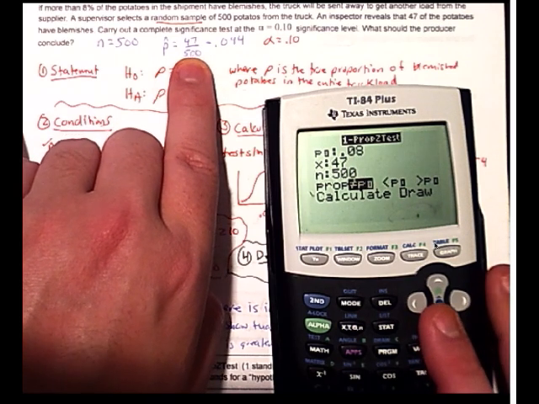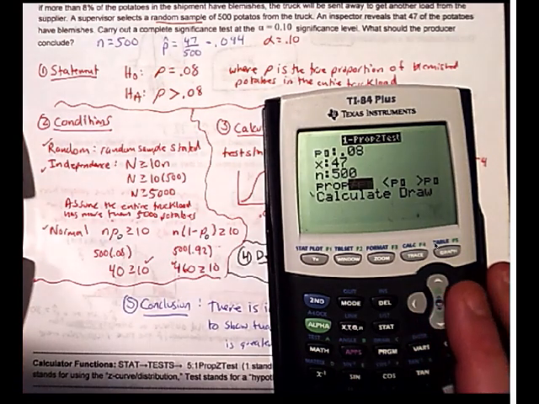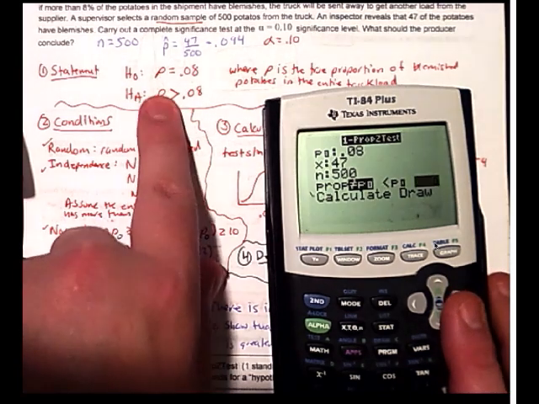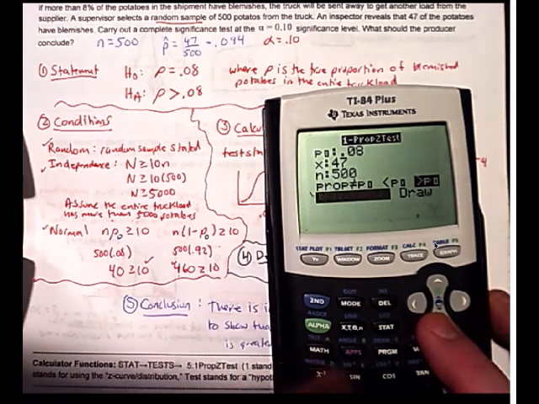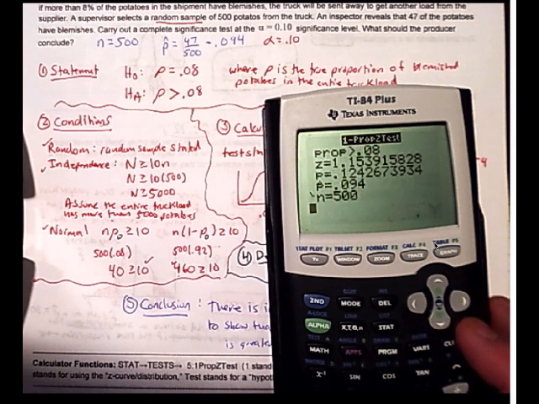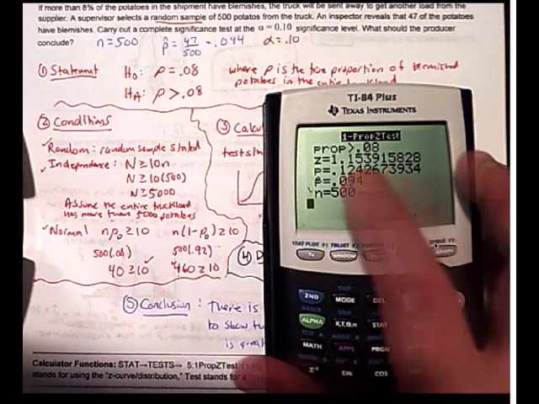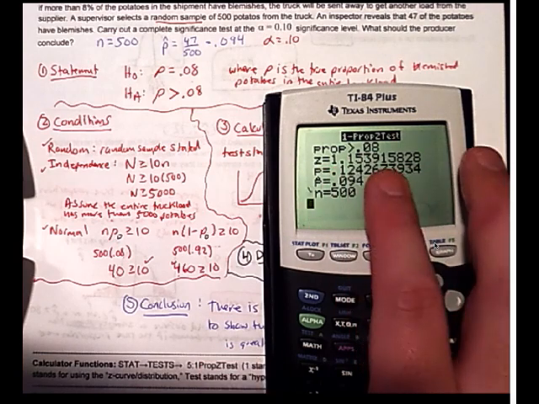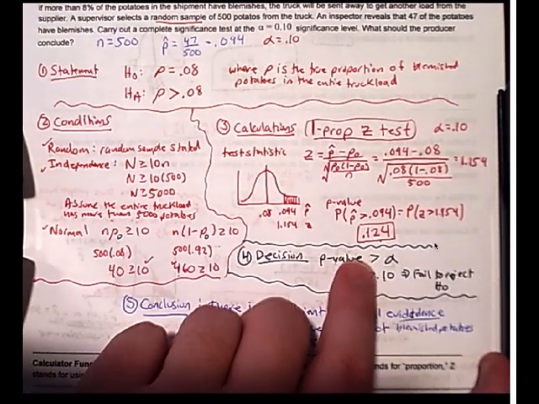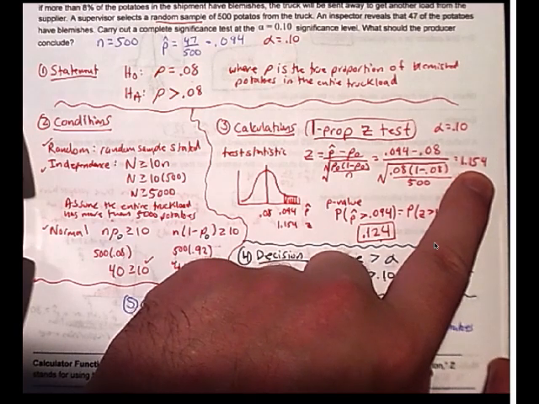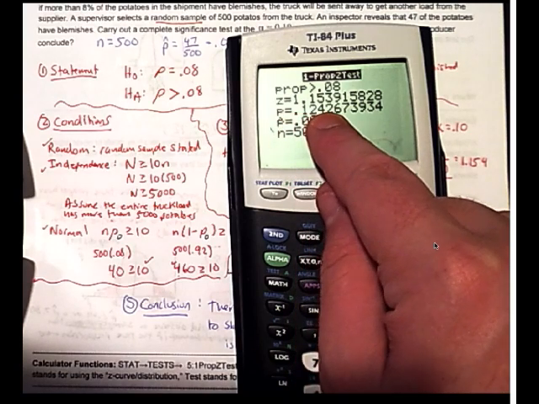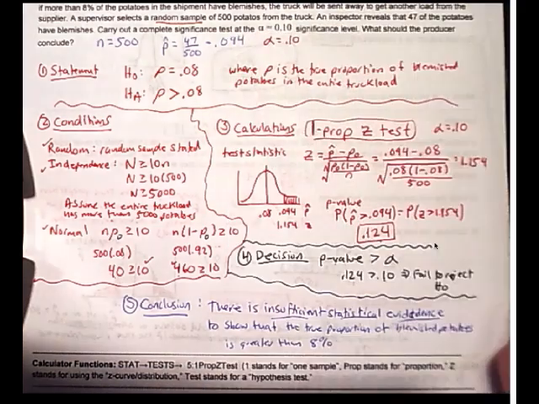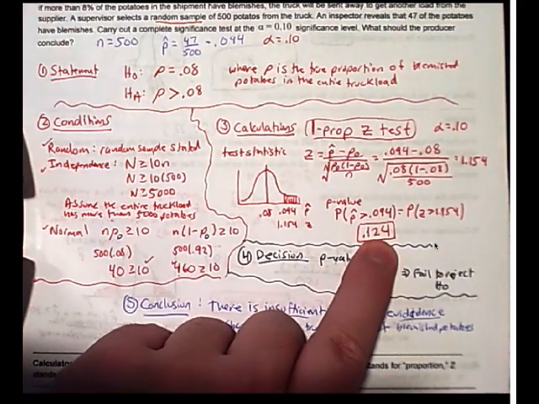Then it's asking what kind of test this is: a right tail, a left tail, or a two tail? In our alternative hypothesis, we have a greater than, so I would select the greater than. Then you can calculate it or you can draw it. Let's just calculate. It gives me the z value, or the test statistic, 1.154. That's what we got right there. It gave me the p-value, 0.124. That's just the p with nothing on it.